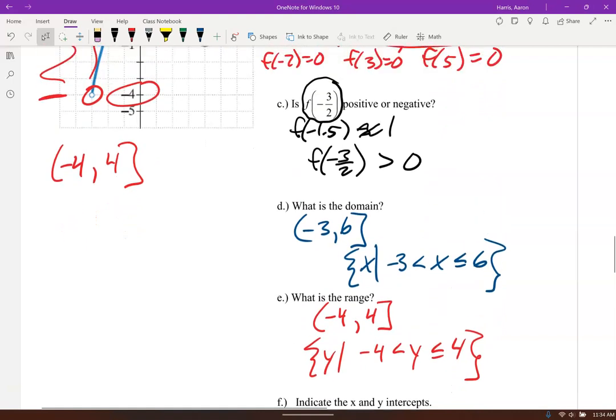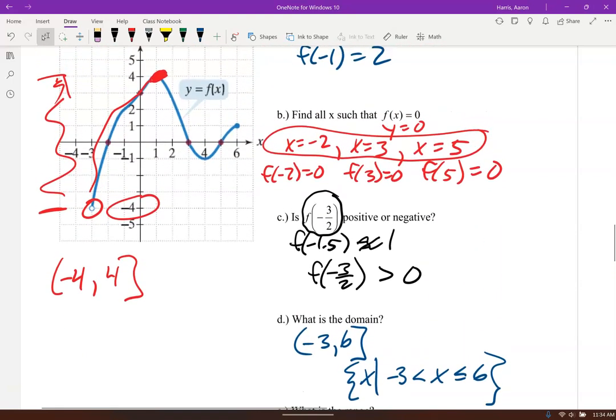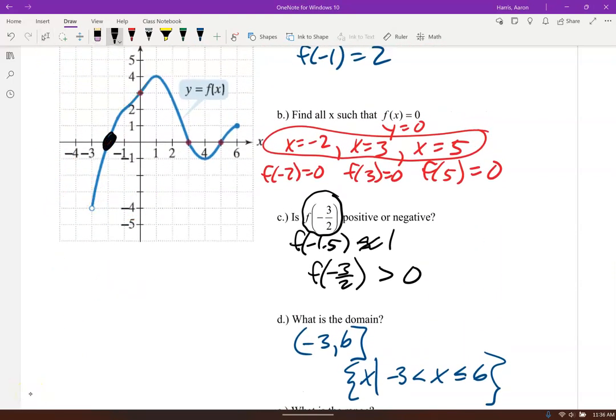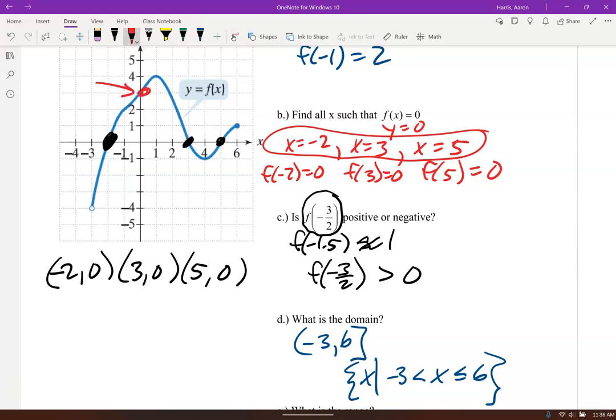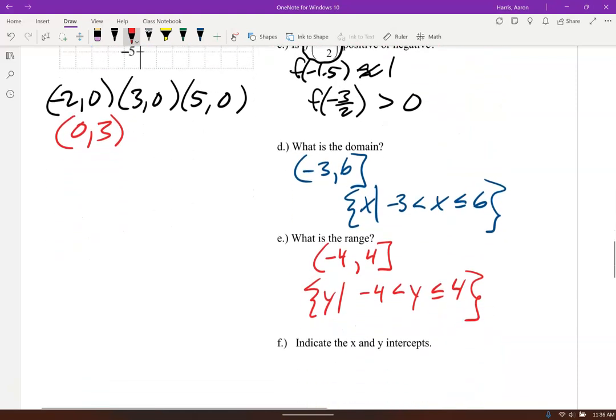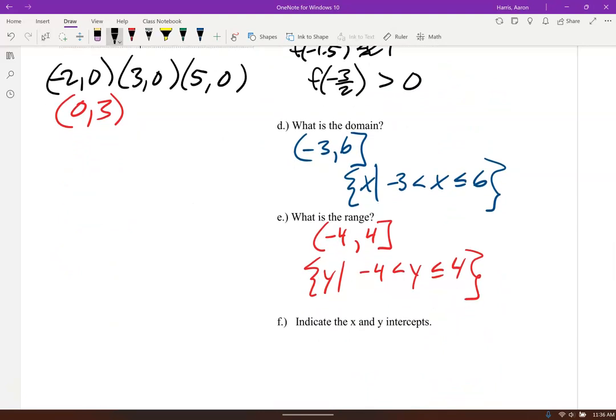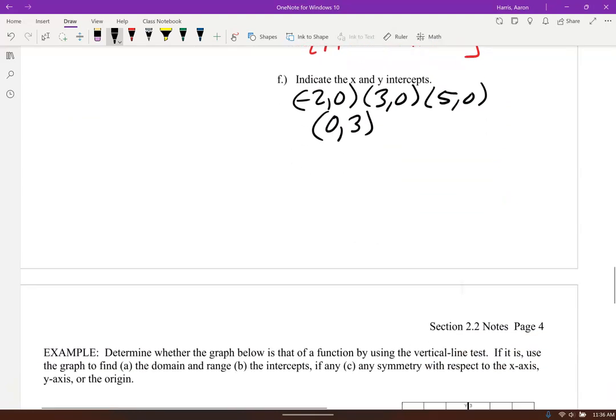Okay, now let's do the x and y intercepts. So notice the x-intercepts right here, (-2, 0), (3, 0), and (5, 0) are all the x-intercepts. And then the y-intercept is right there, (0, 3). Right? So let's put those down here. (-2, 0), (3, 0), (5, 0), (0, 3). There's our x and y intercepts.